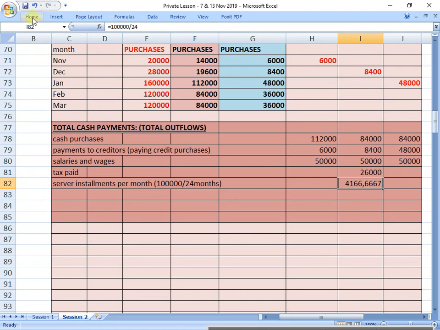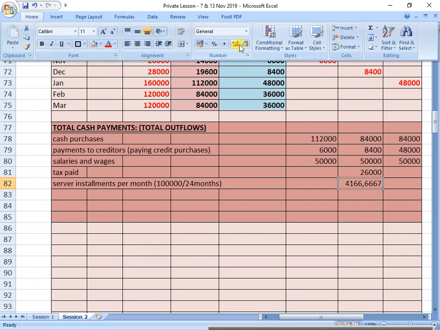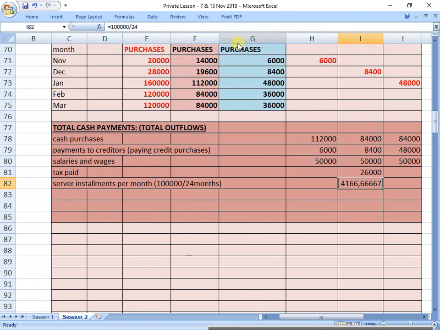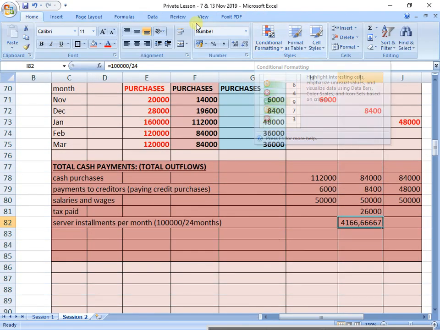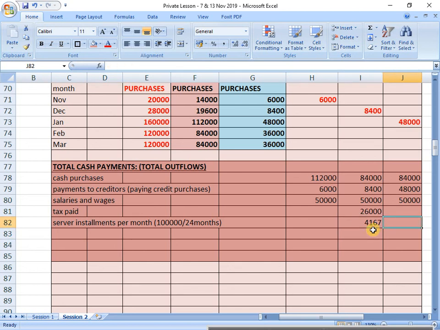Just for the ease of working this out, I'm going to round it off to the nearest whole number. No decimals. Okay, 4167. Make sense? And will I pay that in March as well? Yes, I'll pay that for 24 months because that's 2 years. Make sense? Good. That's the end of the question.